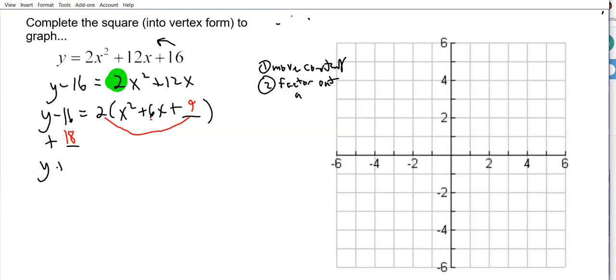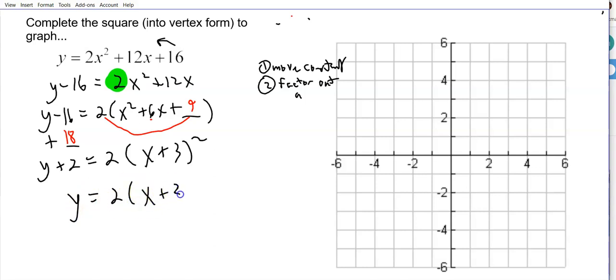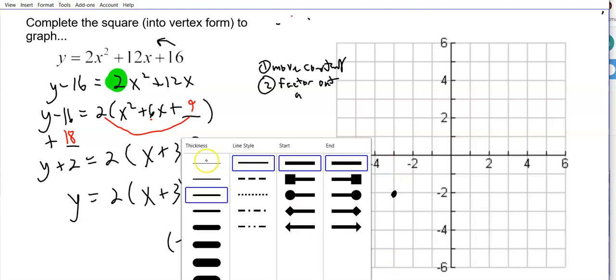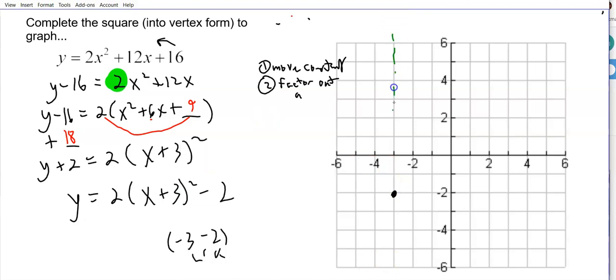So we have y plus 2 equals 2 times x plus 3, quantity squared. And then last step, move the constant back over. So y equals 2 times x plus 3 squared minus 2. So we know our vertex, our h, k, is going to be at negative 3, negative 2. That's our vertex. Our axis of symmetry is x equals negative 3. Everything should be symmetric with that.